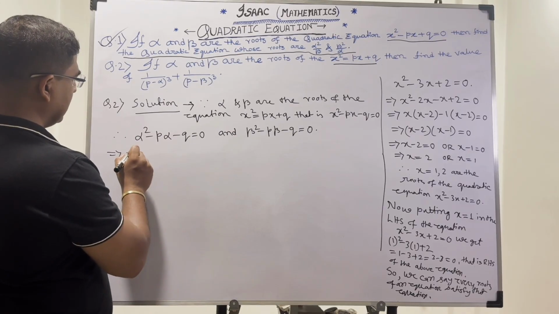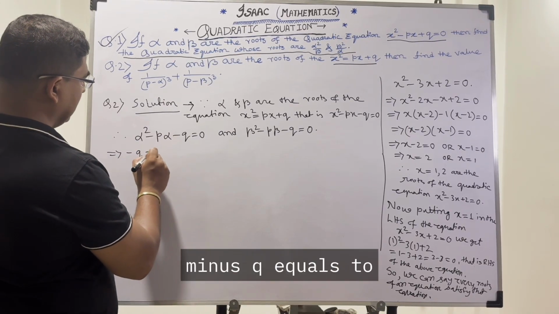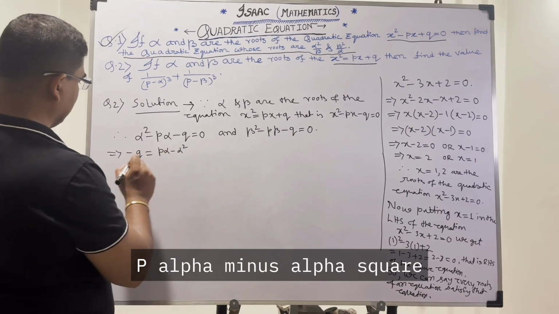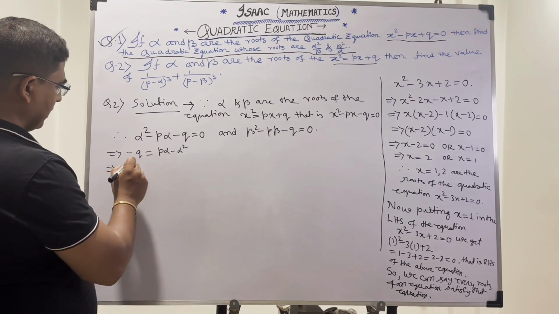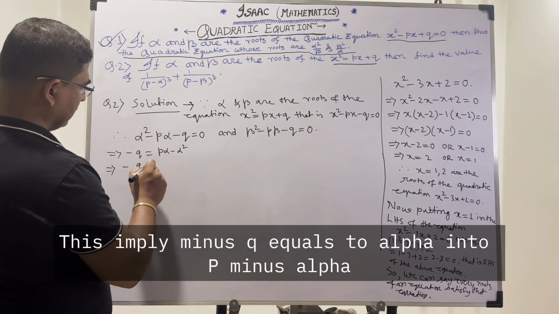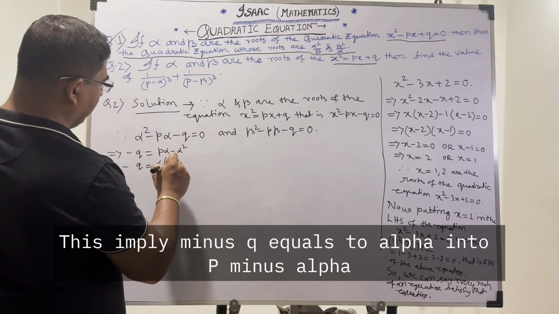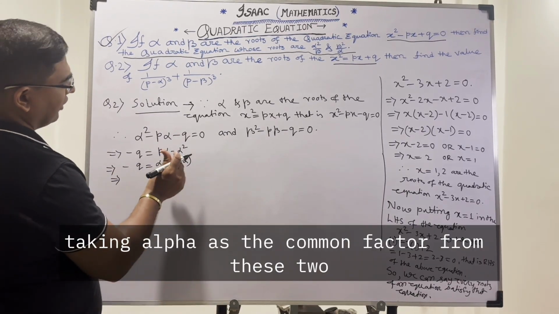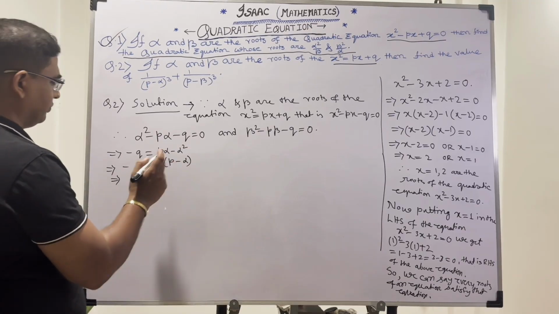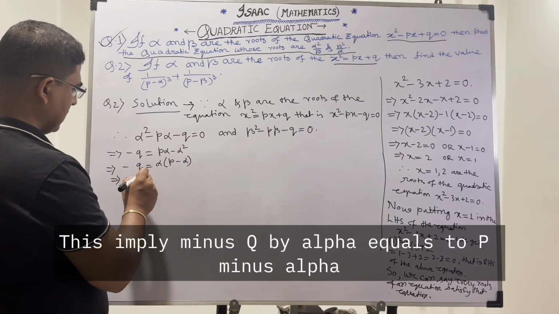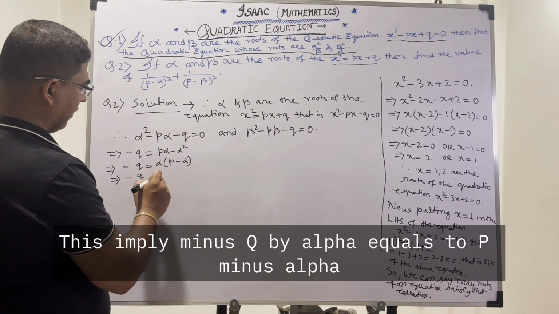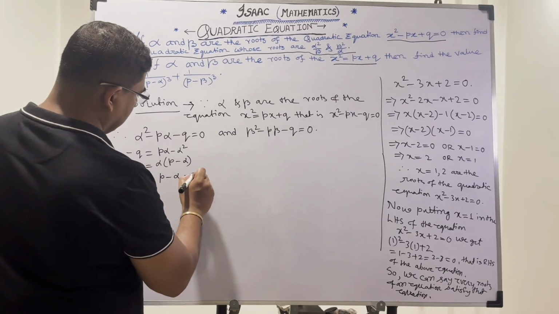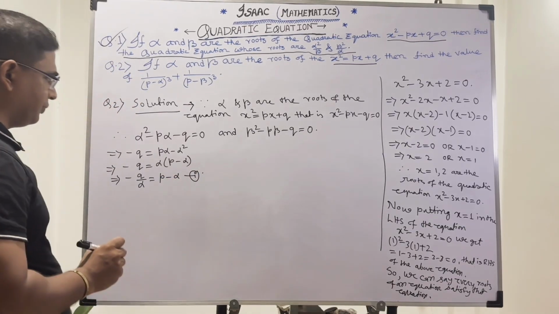This implies minus q equals p alpha minus alpha square. This implies minus q equals alpha into p minus alpha, taking alpha as the common factor from these two. This implies minus q by alpha equals p minus alpha. This is number 1.